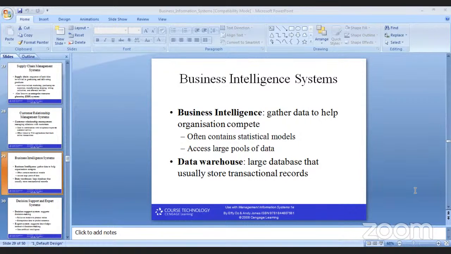Because the market changes very frequently, the customer requirements change very frequently, and the technology also changes very frequently. So for that reason, the business intelligence system is used to gather the data to help the organization compete in the market trend with other similar companies or organizations.